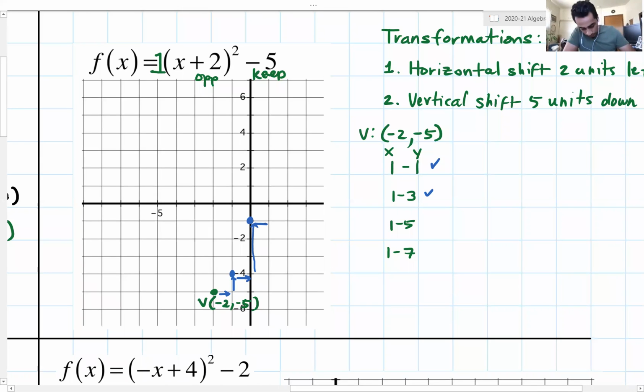So you see I go 1 unit right, so it's always just 1, just 1, just 1, but then the Y value is what changes. So now instead of going up 3, now we go up 5. So 1, 2, 3, 4, 5. And then I put a point right here.